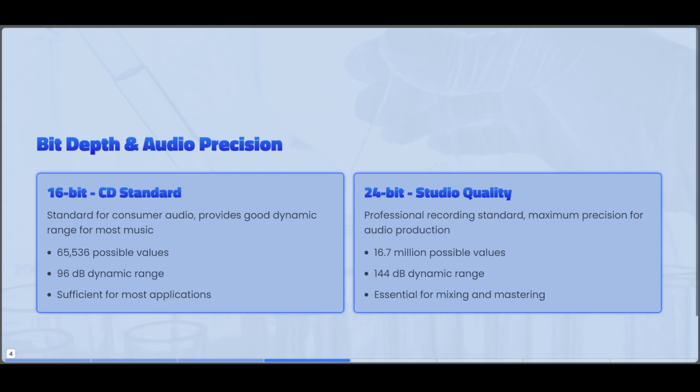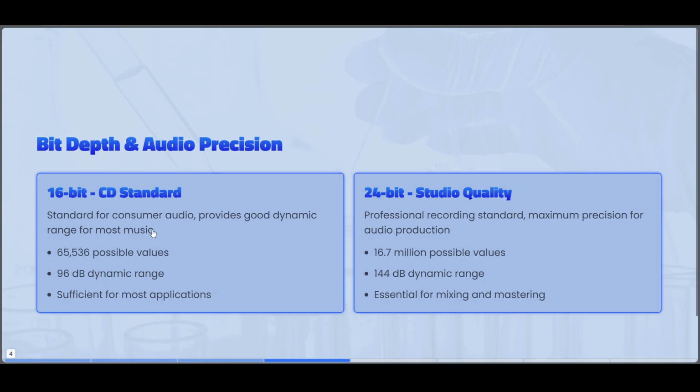So let's understand bit depth and audio precision. 16-bit is the CD standard and 24-bit is studio quality. 16-bit is a standard for consumer audio which provides good dynamic range for most music. It contains 65,536 possible values for each sample, with a 96 dB dynamic range, and it is sufficient for most applications.